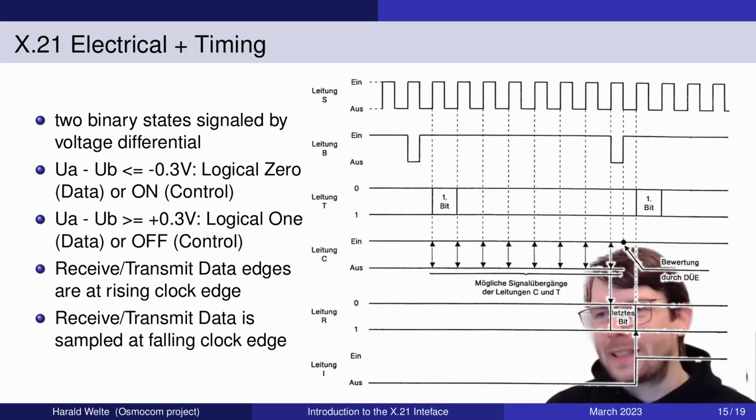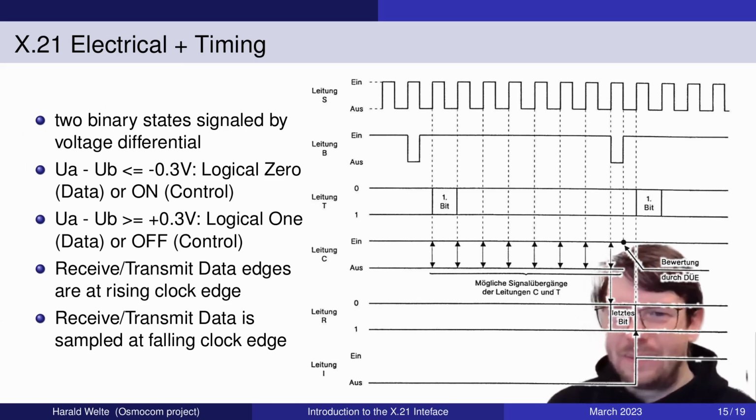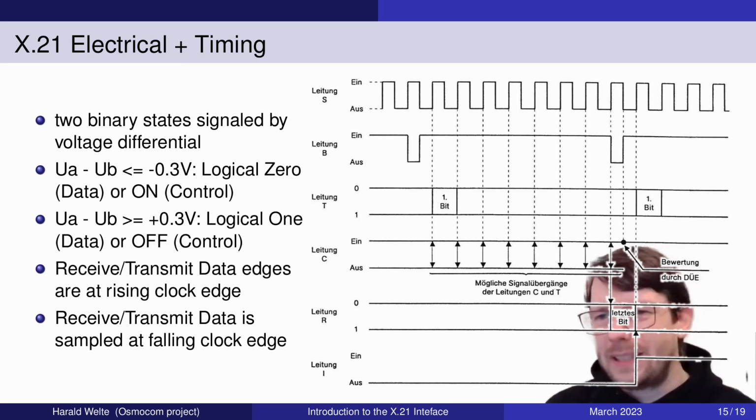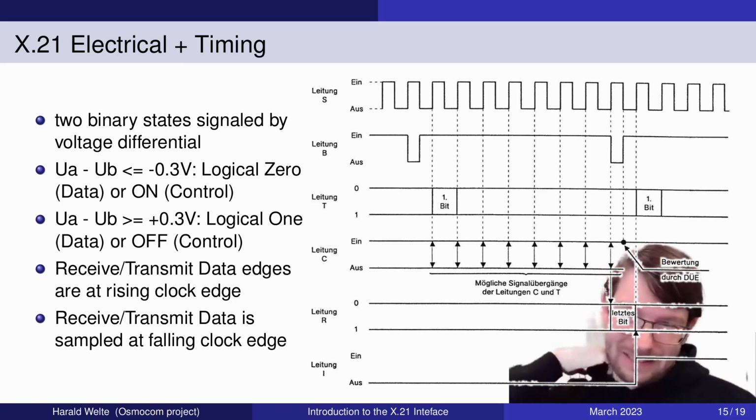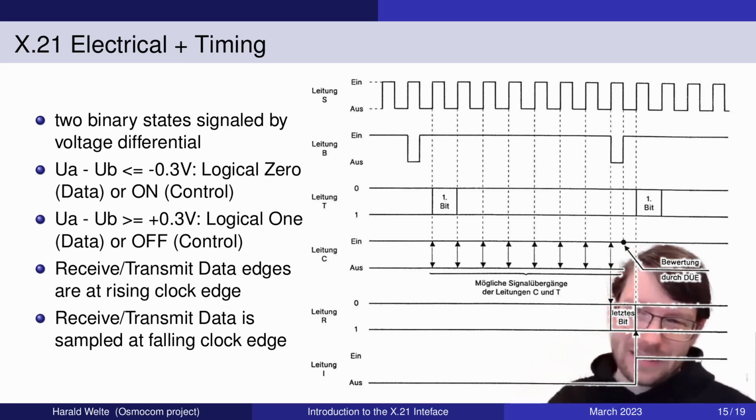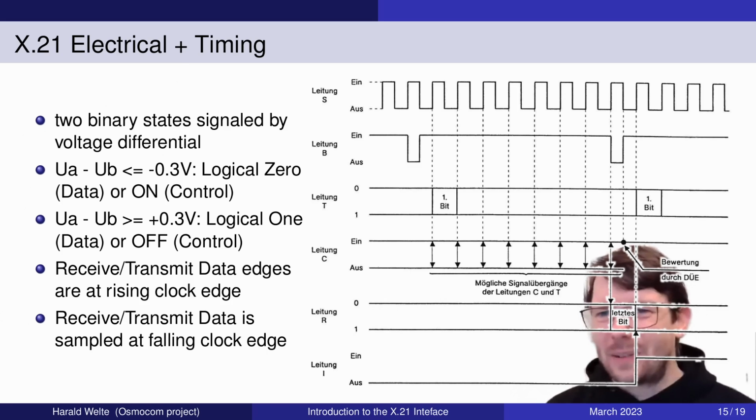So if we look at the timing and the electrical signals, we have binary signals, and both signals have an A and a B line in both implementations. So even the non-differential has an A and a B line in the connector. And if the difference voltage is less than minus 0.3 volts, then it's a logical 0 for a data line or an on in a control line. And if it's the other way around, if it's larger than plus 0.3 volts, then it's a logical 1 for data or an off in a control interface.